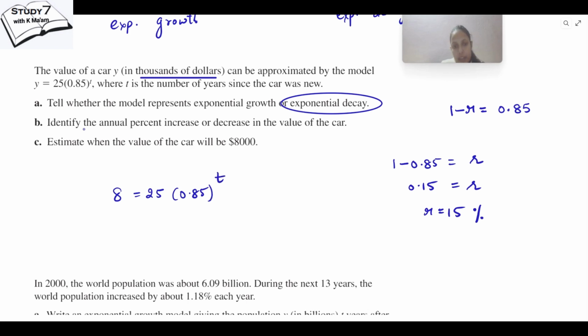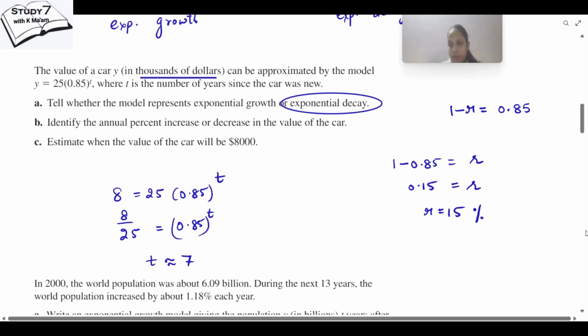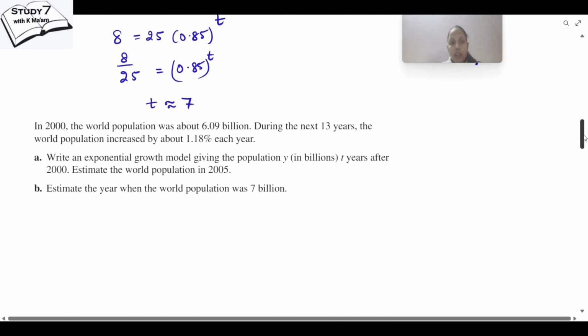So I write 8 equals 25 times 0.85 to the power t. Divide by 25 on both sides: 0.85 to the power t. You can use the calculator and check where it intersects. So you will see the value of t comes out to approximately 7. So after 7 years, the value of the car will be $8,000. Okay. Next.